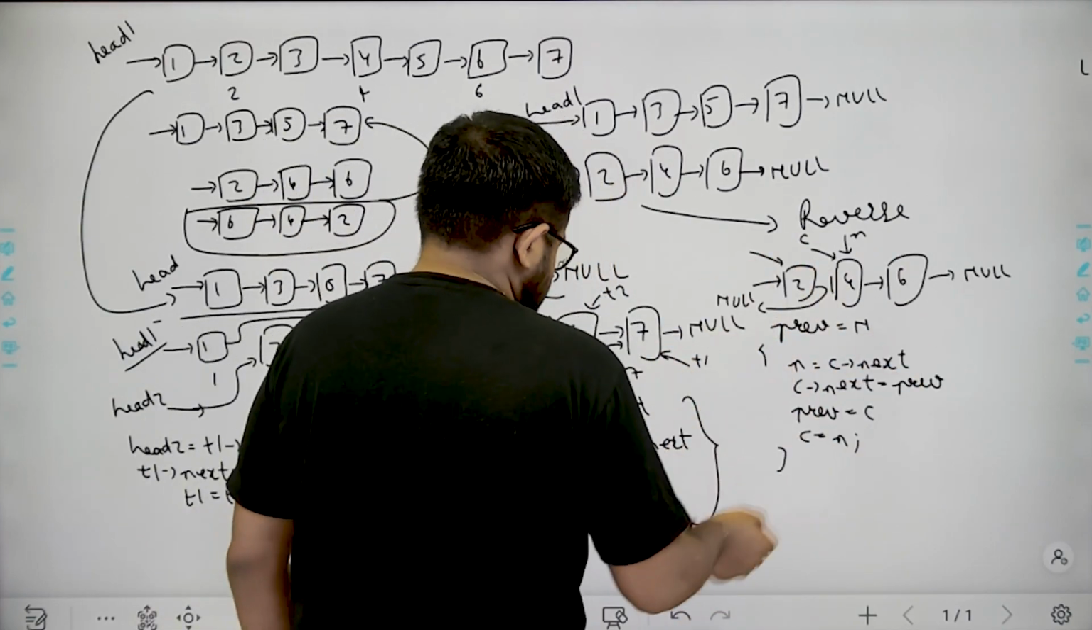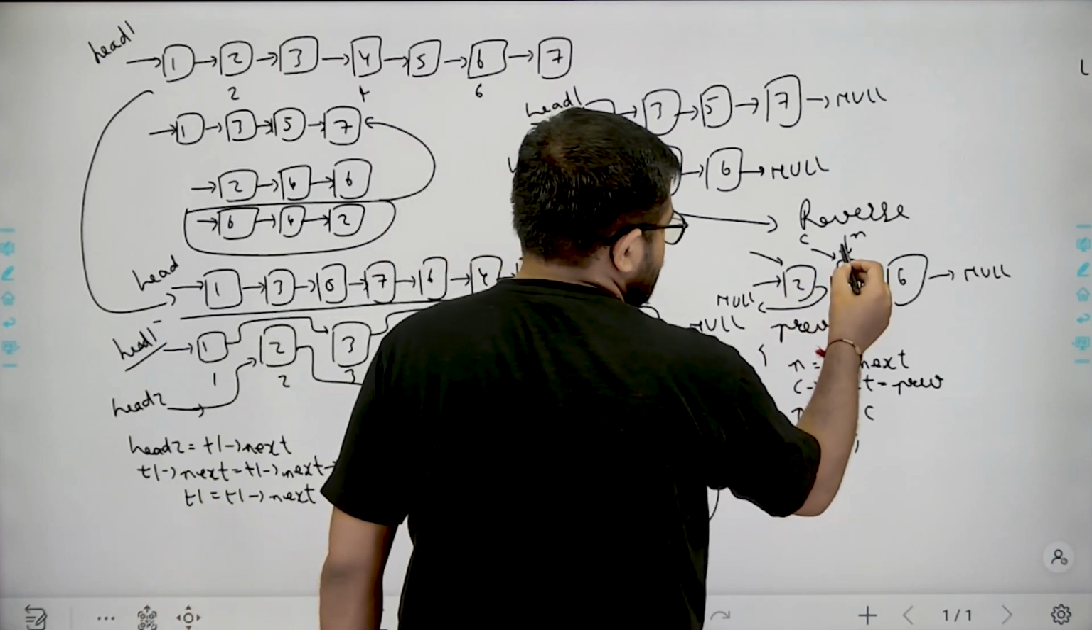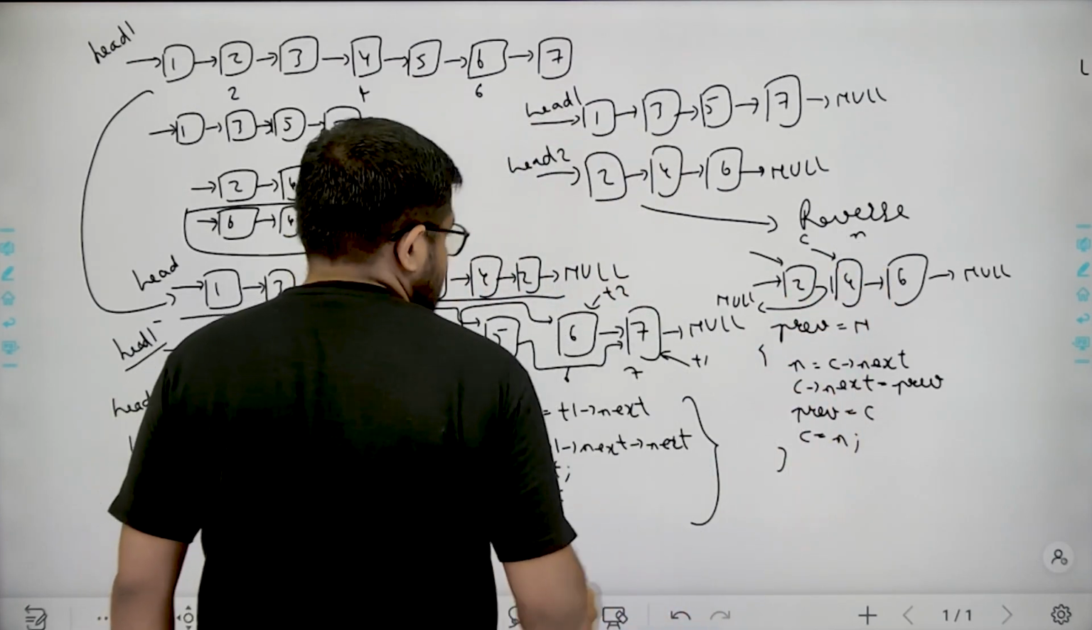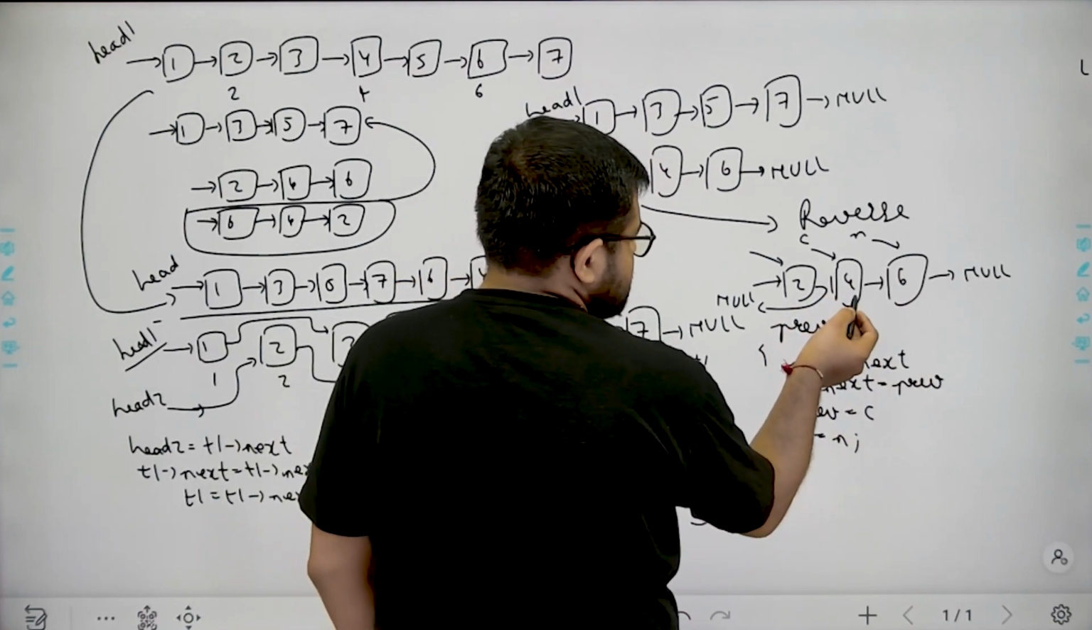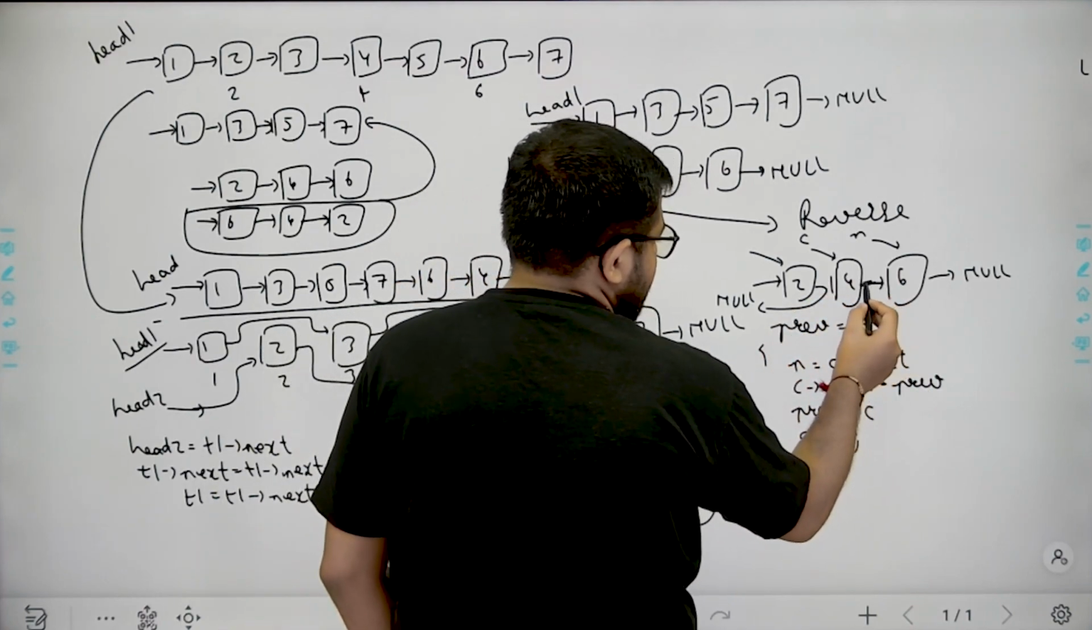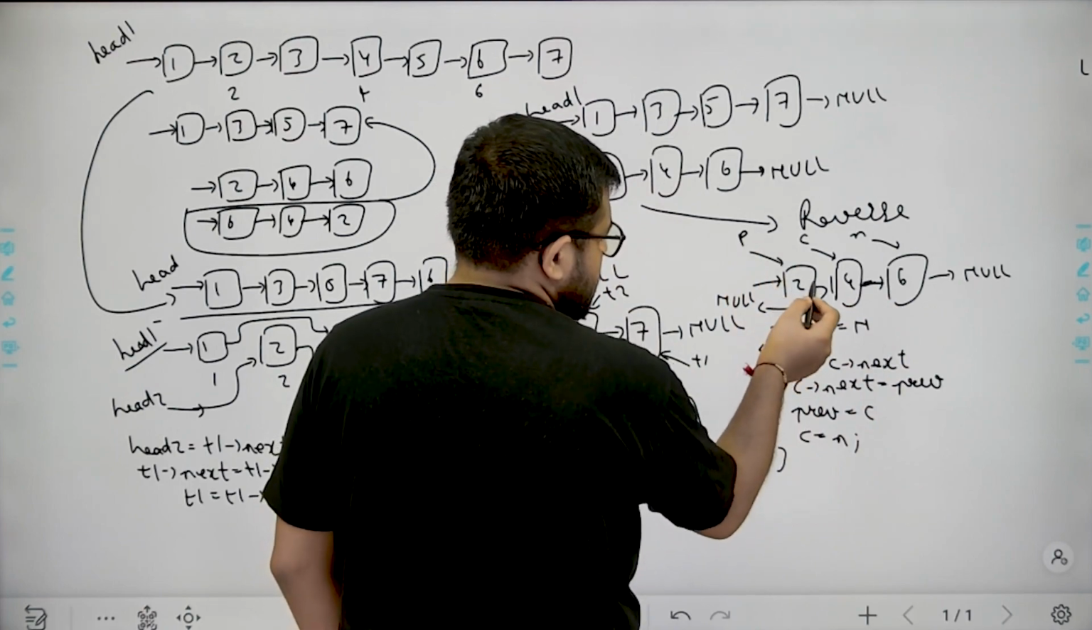Now current is this, so what will be next? Current is pointing to 4, so next will be pointing to 6. Now current next is equals to previous. Current is the 4th node, current next is this one, and previous is this one, the pointer pointing to node 2.